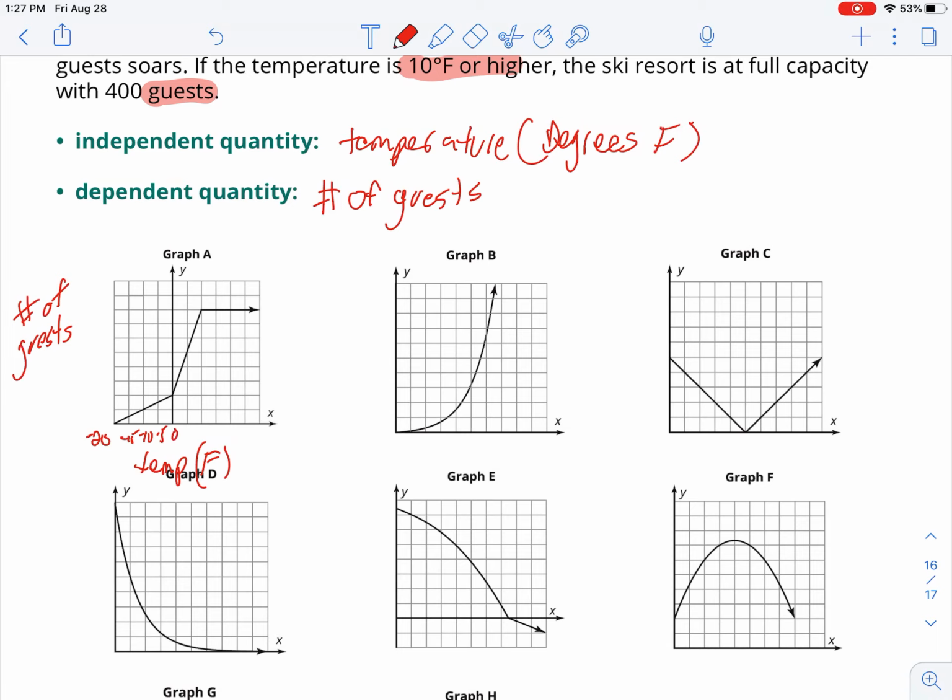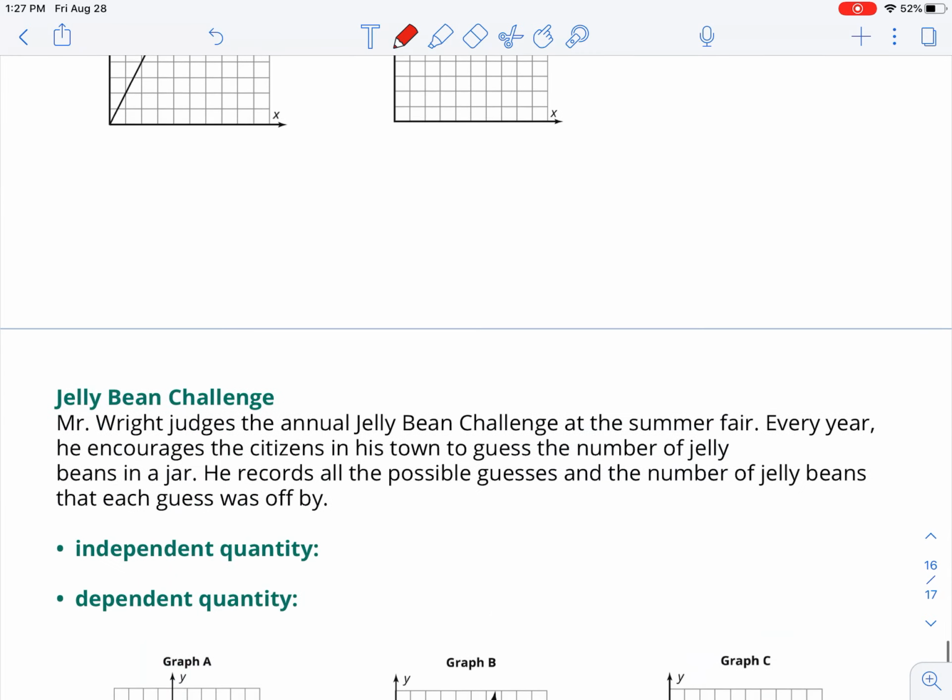As the temperature starts to increase, so does the number of guests. And eventually, we get to, again, max capacity, which is 400 guests. Can't come in there anymore. That's why you see that flat line. And in order to get up there, we're going to go by 50s, all the way up to 400. And that's it. One more.